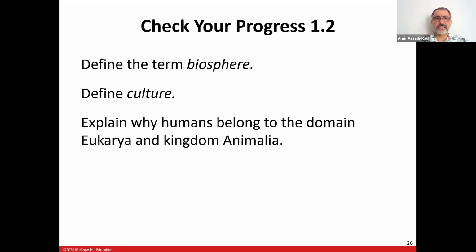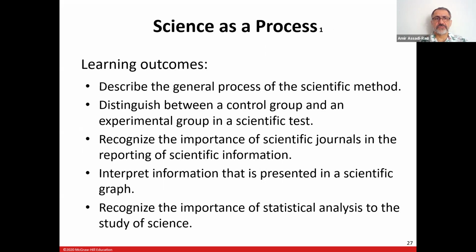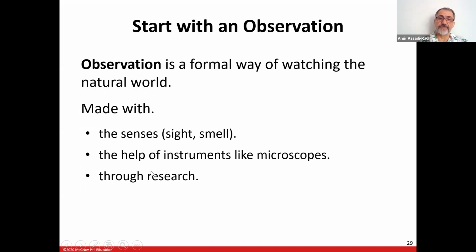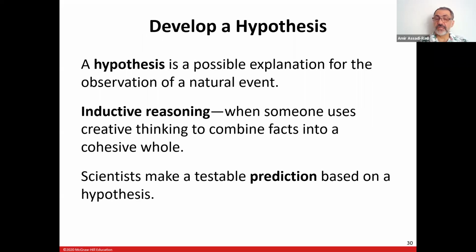So again, this is another set of things. And then science, a way of knowing about the natural world. Science should be objective, factual, not subjective; it involves judgments, which you derive based on your observations. So anyhow, a scientific process uses scientific methods and standards. The rest of this chapter, I would like you to read on your own. I'm not going to get into the scientific method. It is very important.